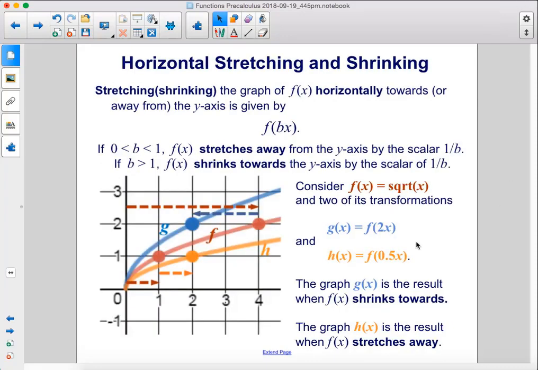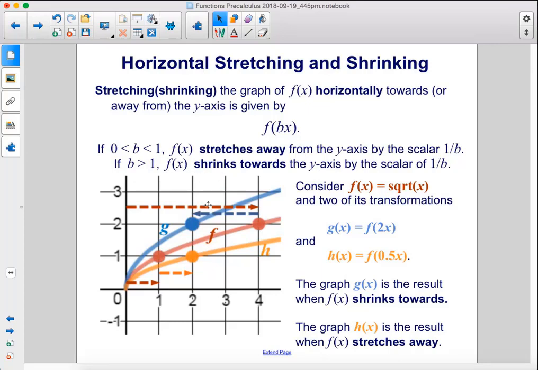Stretching or shrinking the graph of f of x horizontally towards or away from the y-axis is given by f of bx. If b is between 0 and 1, f of x stretches away from the y-axis by the scalar 1 over b. If b is greater than 1, f of x shrinks towards the y-axis by the scalar of 1 over b.